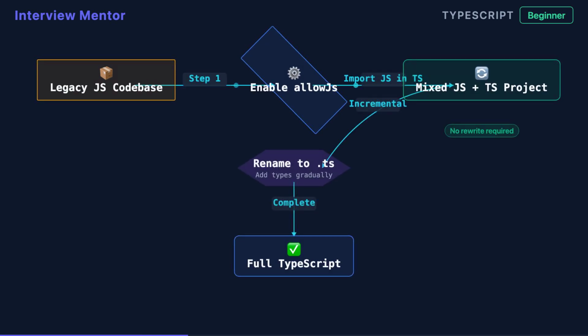This option shines during gradual migration. Instead of converting your entire codebase overnight, you can migrate file by file. Enable allowJs, and your existing JavaScript modules continue working while you rename files to .ts and add types incrementally. Your imports don't break, your build keeps running, and you control the pace. It's the foundation of every successful JavaScript to TypeScript migration strategy.